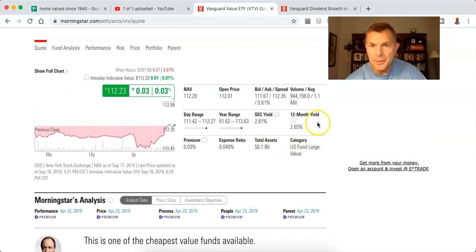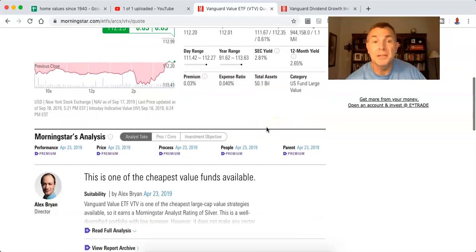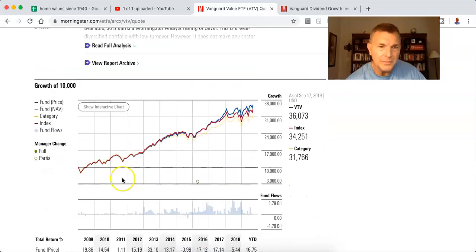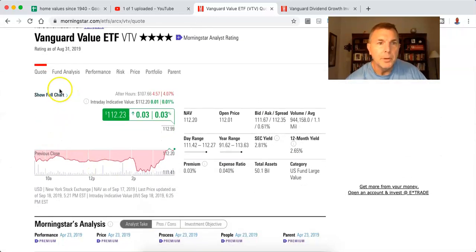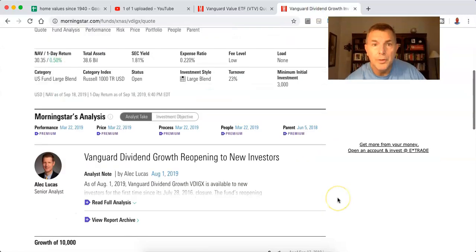This fund has been around, I don't know the inception on this guy, but the other fund's been around since 1992. Does it say inception on here? I'm sure it does someplace. Let's see here. Oh, here we go. Fund analysis, portfolio. I don't see inception. Do you all see inception on here? Anyways, got 50 billion in assets, and let's see the dividend growth.